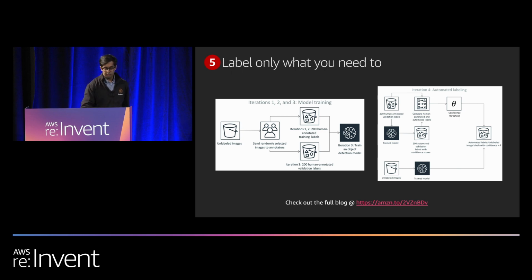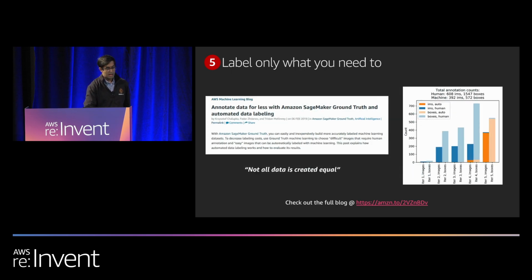So just flipping back, the end result here was that about 392 images were auto-labeled and 608 were human-labeled. That was the output of the job, and you see auto-labeling really, really kicked in at iteration 5.